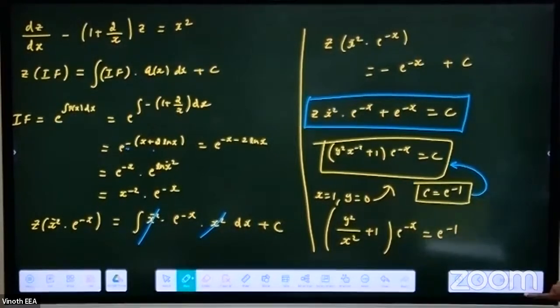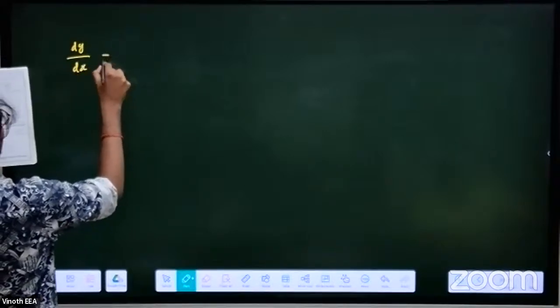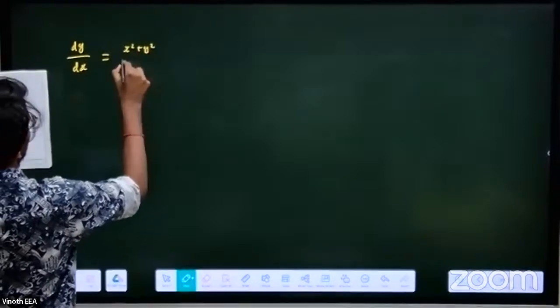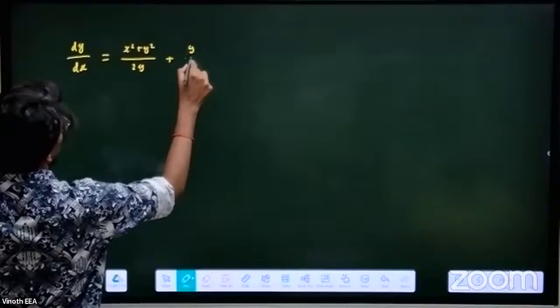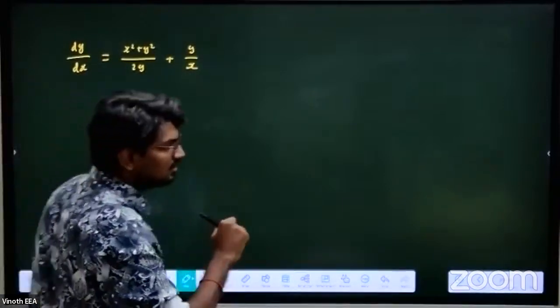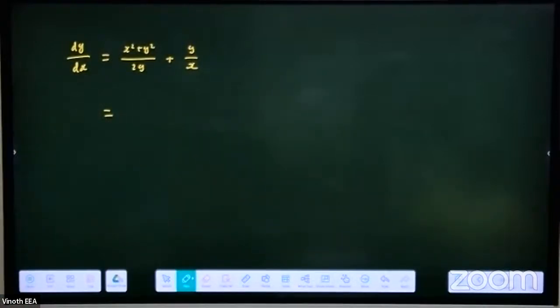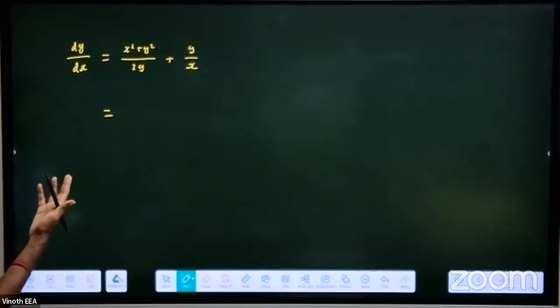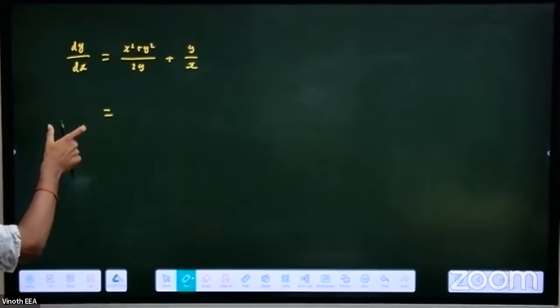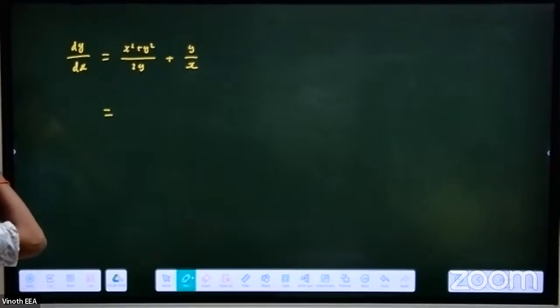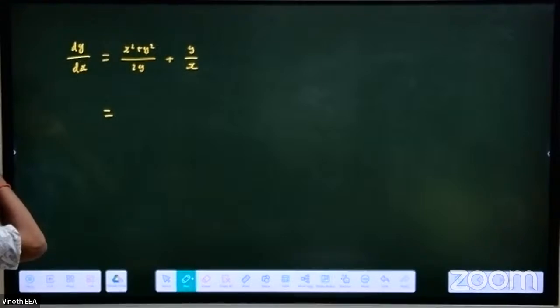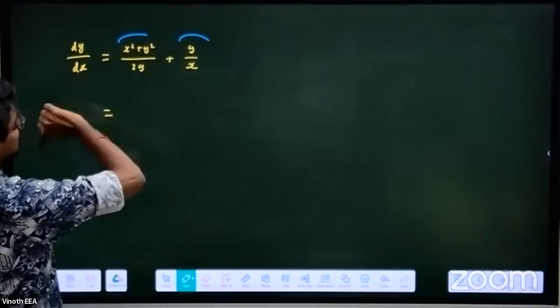ஓகே டன். What about homogeneous form? Okay, dy by dx equal to x square plus y square by 2y plus y by x. LCM எடுத்தா, if I take LCM, எடுத்தா நான் ஹோமோஜீனியஸ் ஆயிடுதா? LCM எடுத்தா தானே ஹோமோஜீனியஸ் ஆகும். Okay, that term is separately homogeneous, this is separately homogeneous. இது செப்பரேட்டா ஹோமோஜினியஸா எடுத்துட்டு இது செப்பரேட்டா ஹோமோஜினியஸா எடுத்தீங்களா?